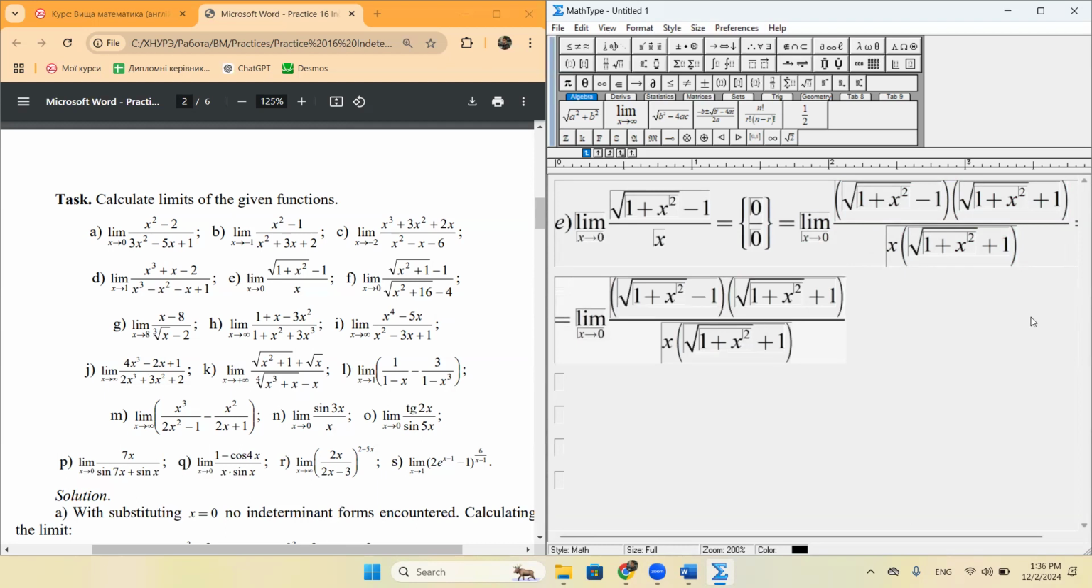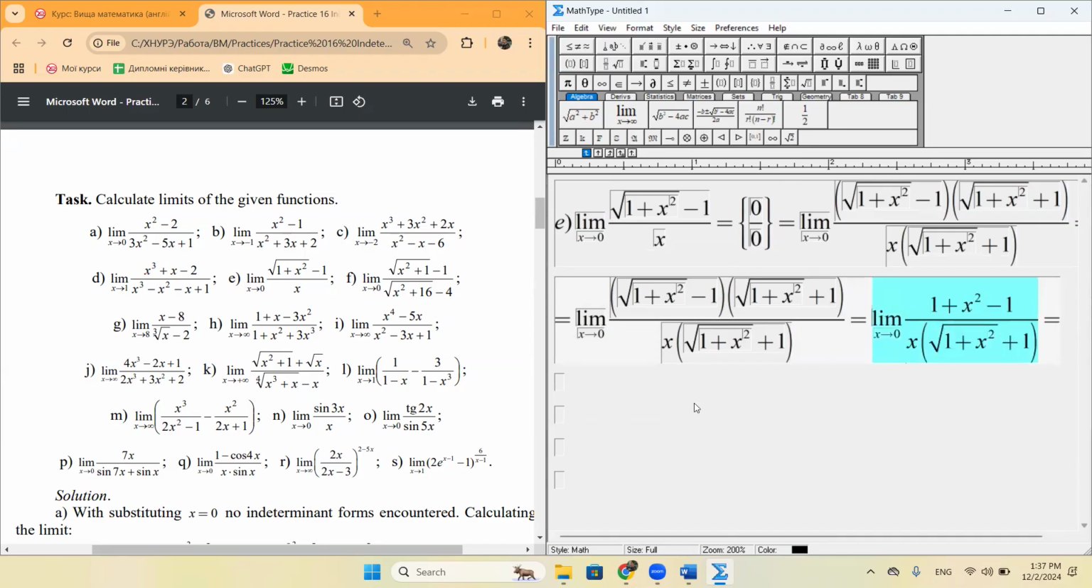And now we will use the formulas of shortened multiplication, or how it is called correctly, I forgot a little bit, but nevertheless. So what do we have here? This expression in power of 2 is the following: 1 plus x in power of 2 and minus 1. And what do we have here in the denominator? The next expression.